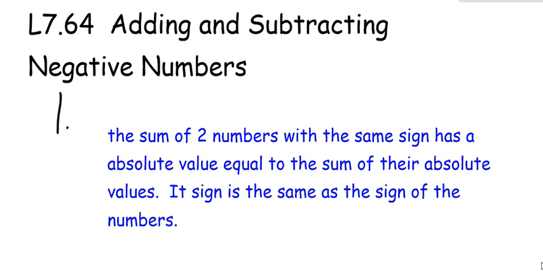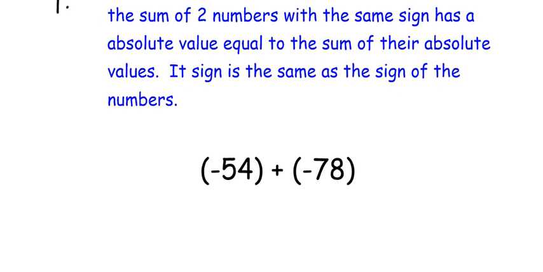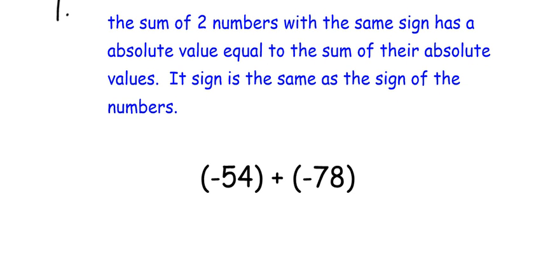So first of all, we want to follow this pattern. The sum of 2 numbers with the same sign has an absolute value equal to the sum of their absolute values. Its sign is the same as the sign of the numbers. All right, lots of words. What does that mean? Let's take a look at this in conjunction with this problem.